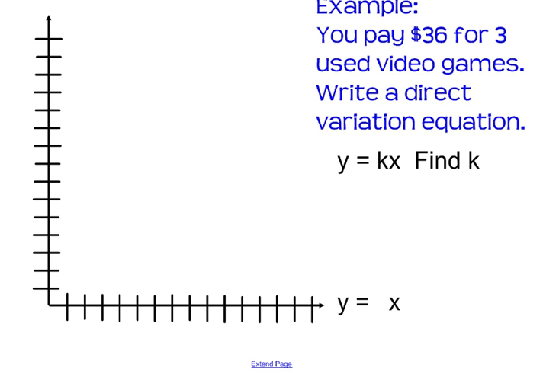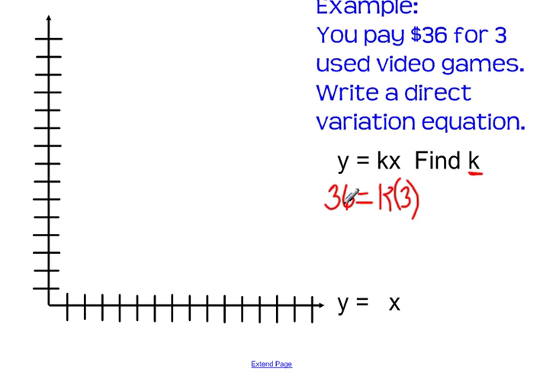So I know that a direct variation equation looks like this, y equals kx. So the first thing I need to do is find k. I'm trying to figure out what that constant number is. So what I'm going to do is fill in 36 and 3. So if I buy 3 games, that's my x, it's going to cost me $36.